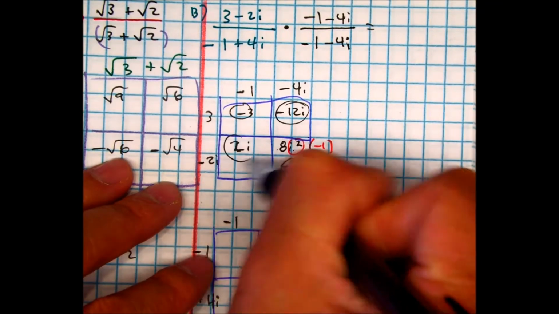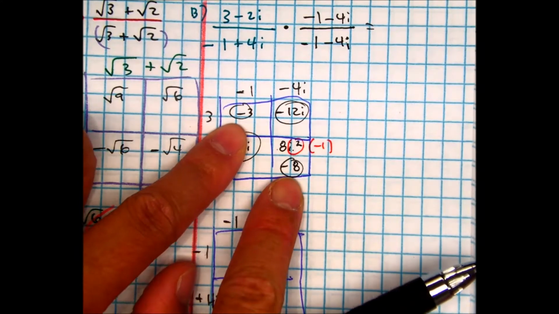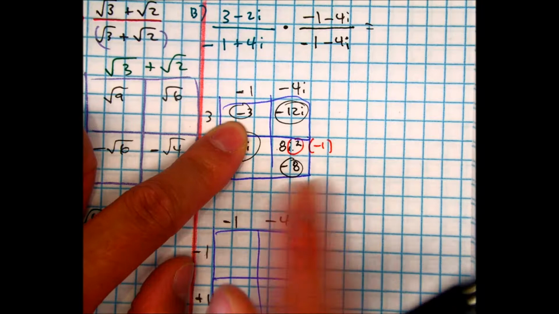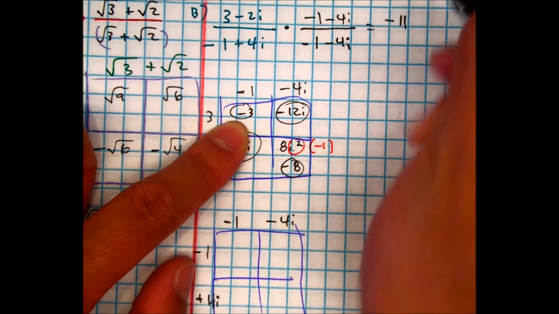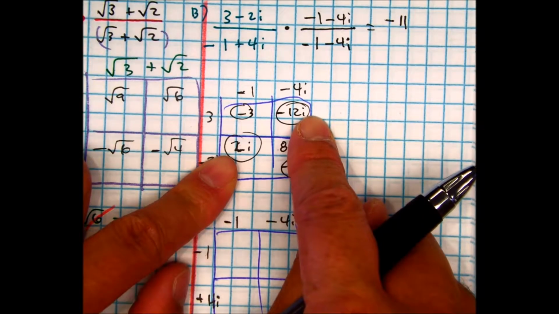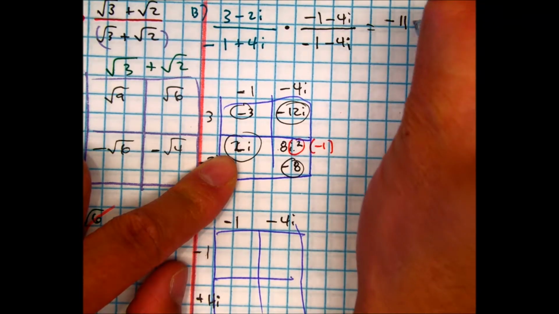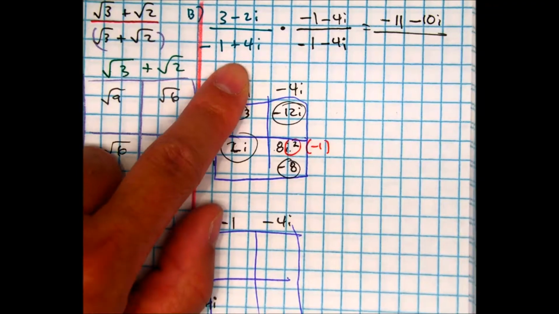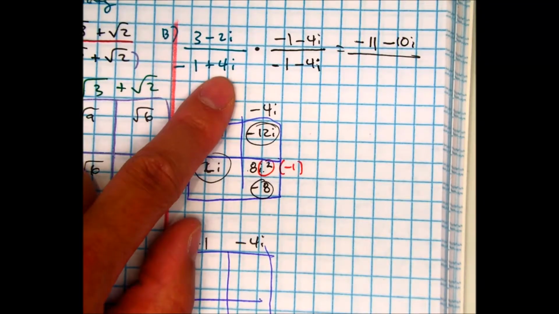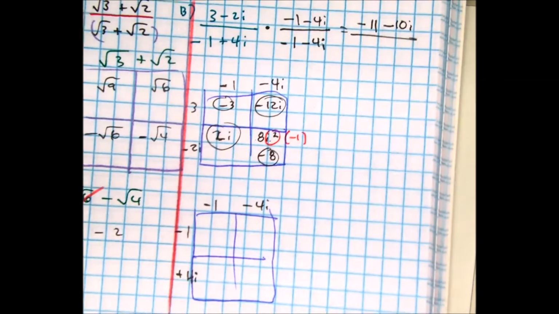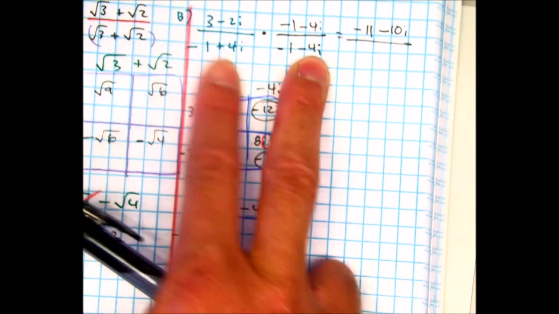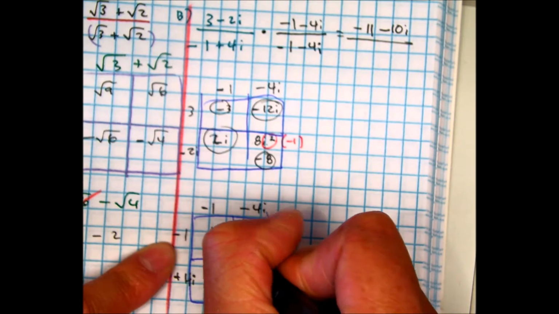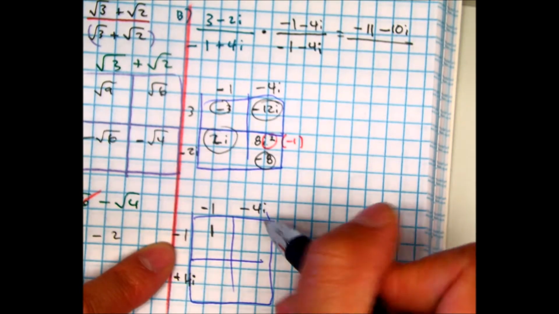So now I can just combine like terms here. So this becomes what? Now you're adding. Negative 11 negative 10i. Remember, our goal is to simplify. We're trying to get rid of this i there. Let's go ahead and now multiply the denominators. Class, negative 1 times negative 1. Negative 1 times negative 4i.